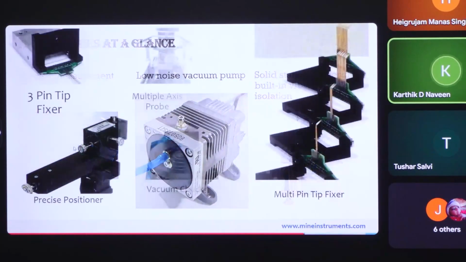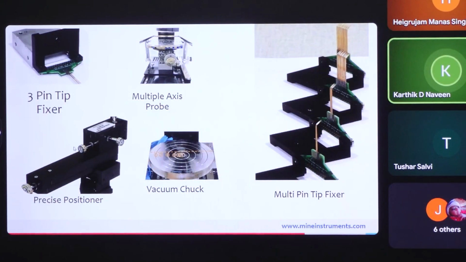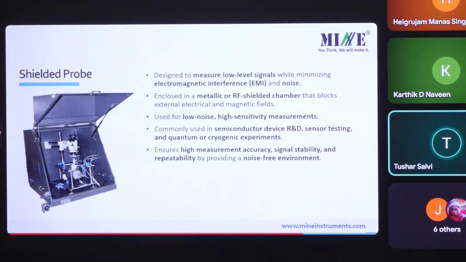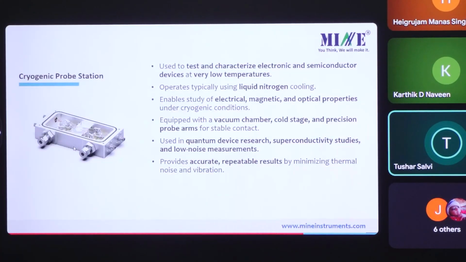The question is, have you checked the cryogenic operators? Yes.